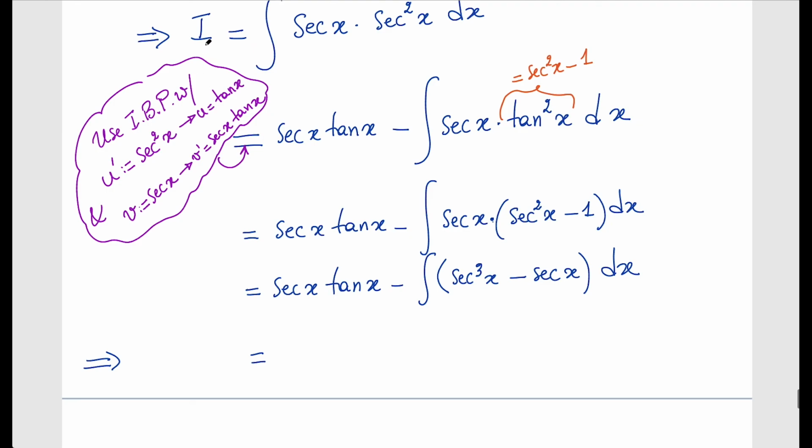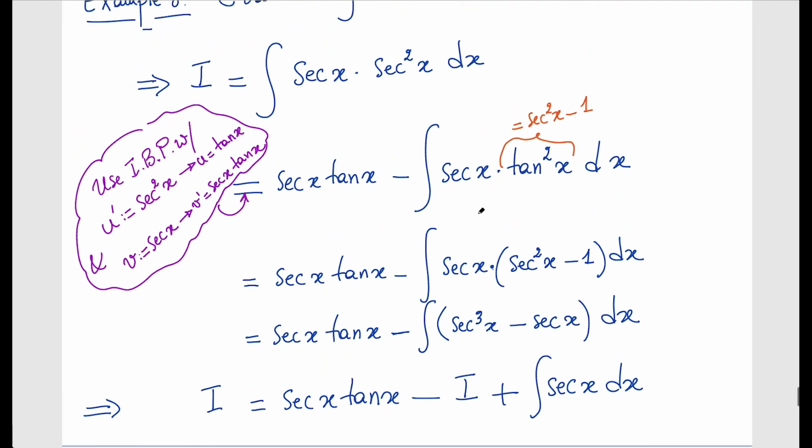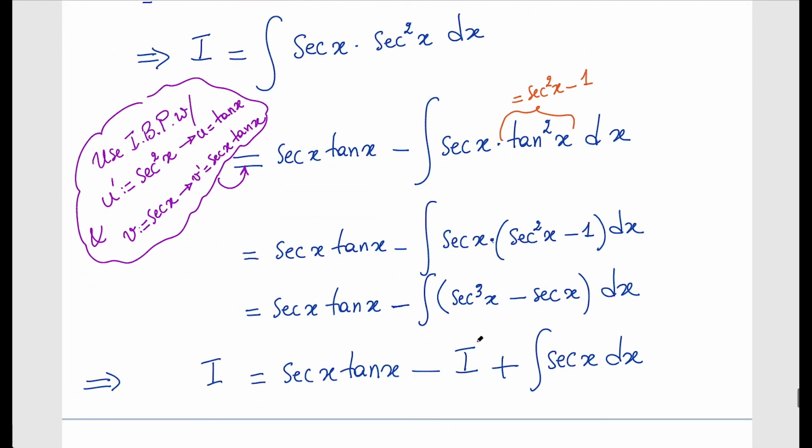So therefore I, I'm just copying I, is equal to secant x tangent x minus, again, the primitive of secant cube dx, that's the I guy, plus the primitive of secant x dx. So one more time, primitive of secant cube x dx, that's the I guy. So I'm replacing it with I, and minus times the minus is plus the primitive of secant x dx. We know the answer of this, right?